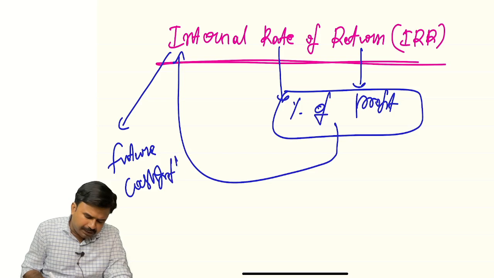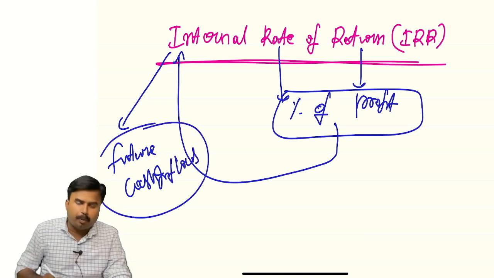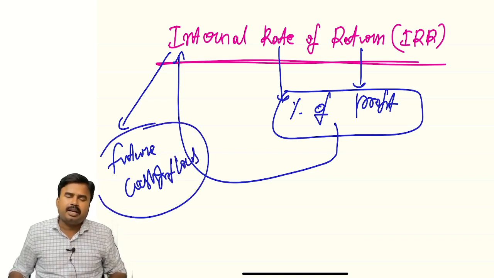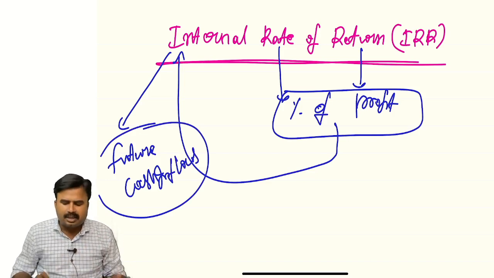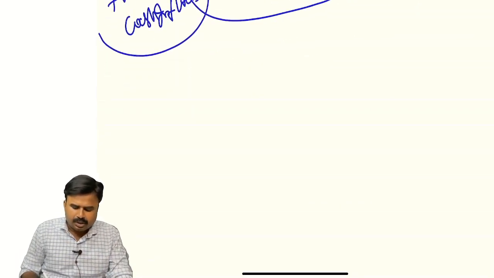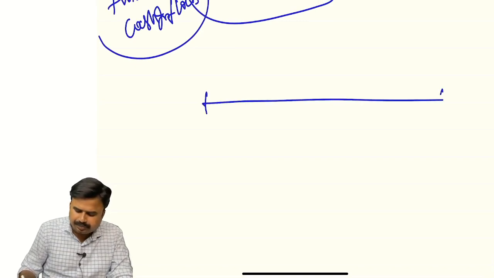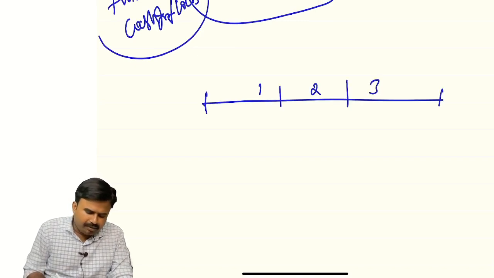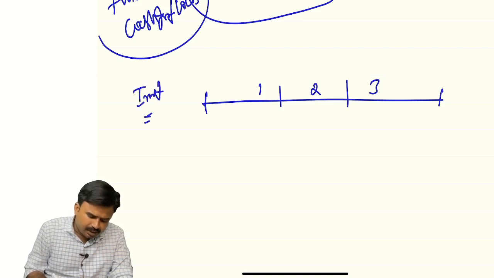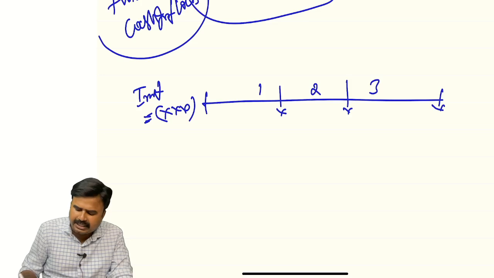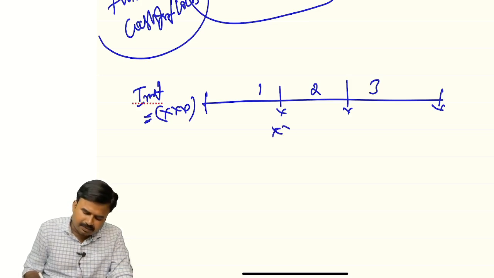Your future cash inflows are loaded with two important components: one is your investment, the other is the profit percentage, which is IRR. Say for example, we are evaluating a 3 year project and we are investing some amount of money today. That's your cash outflow. And for that we are going to receive cash inflows for the next 3 years. These are your cash inflows.